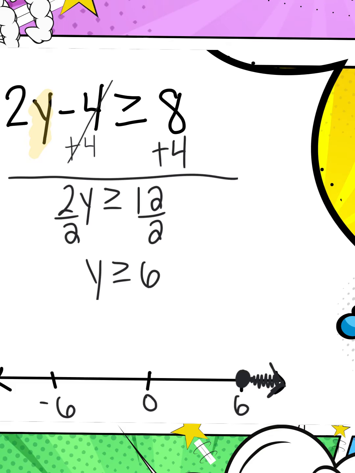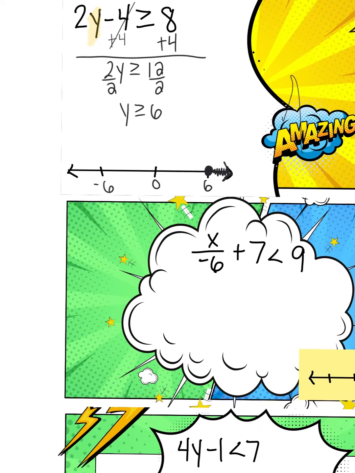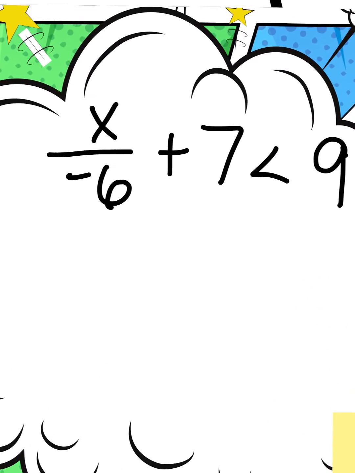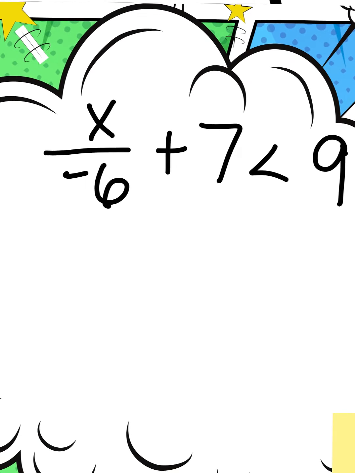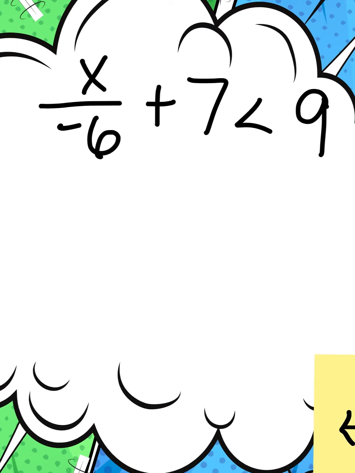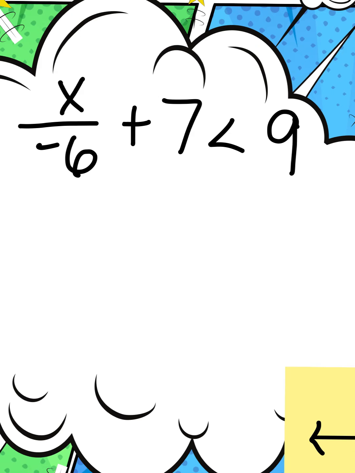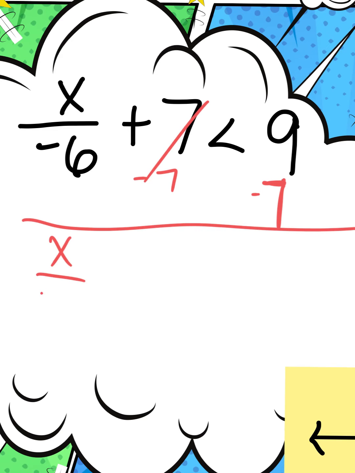All right, the next question. It says x over negative 6, which means division, plus 7 is less than 9. So once again, I have to get rid of addition before I get rid of division. So I'm going to get rid of that plus 7 by subtracting 7. And if I do it on one side, I have to do it on the other side. So I'm left with x divided by negative 6 is less than 9 minus 7, which is positive 2.